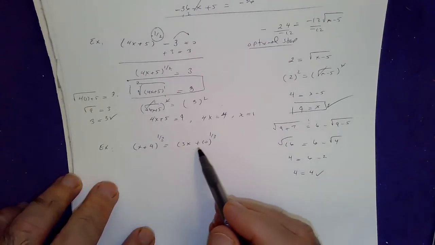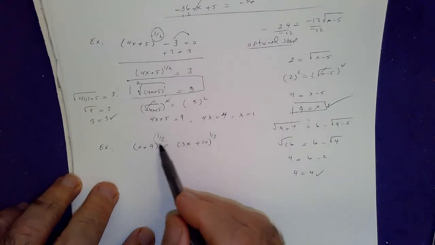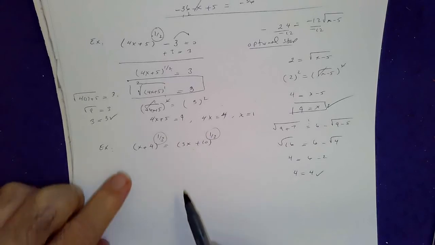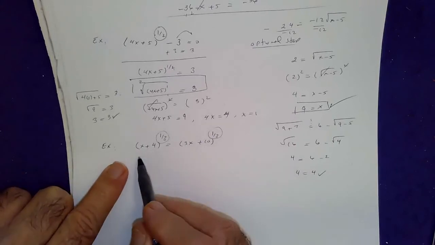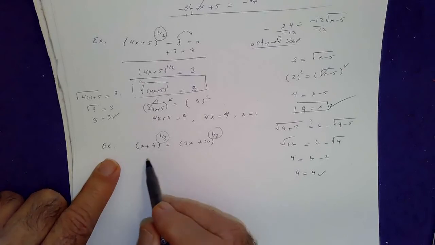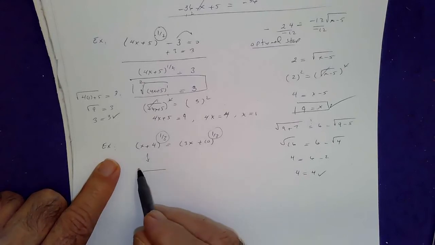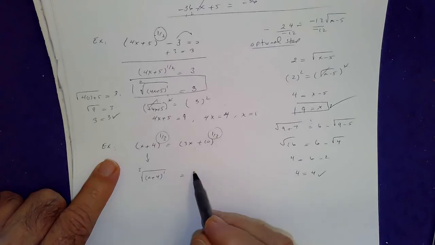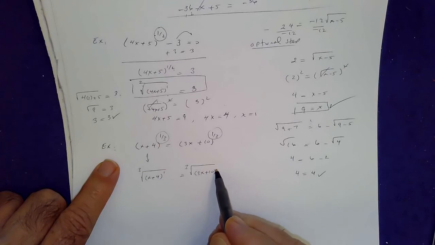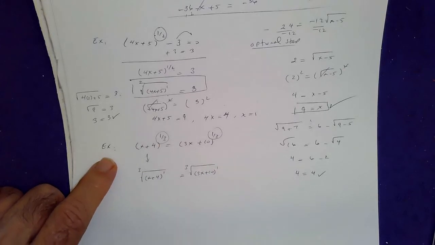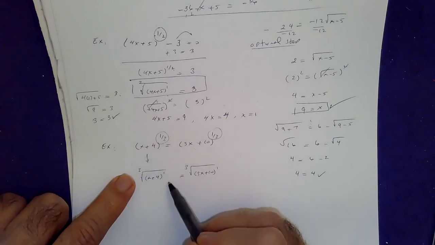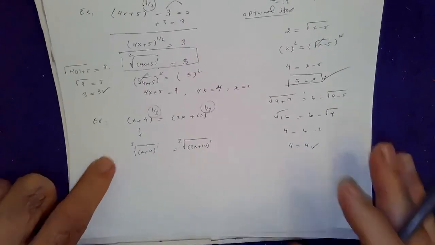Finally, you got these kind of problems. Once again, the powers are rational, fractions. That means these are radicals. Believe it or not, this guy is the same as the cube root of x plus 4 to the 1. And this guy is the cube root of 3x plus 10 to the power of 1. So notice the denominators are always the index. The numerators are always the power of the radicand.